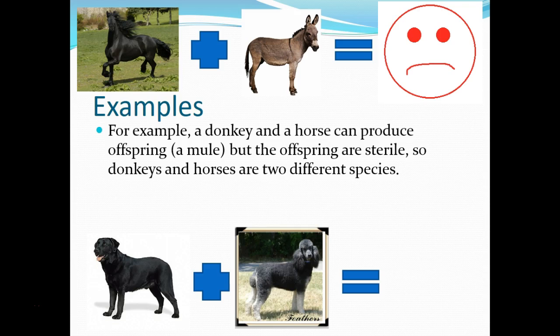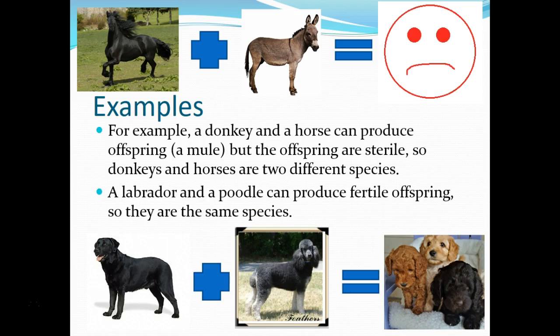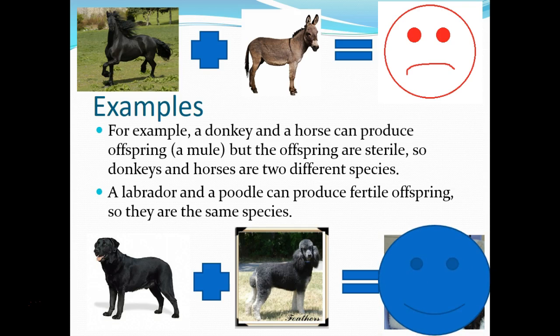However, a Labrador dog can mate with a poodle dog and produce what you know are Labradoodles. A male Labradoodle can mate with a female Labradoodle, and they can produce fertile offspring. So that shows the Labrador and the poodle are actually the same species.